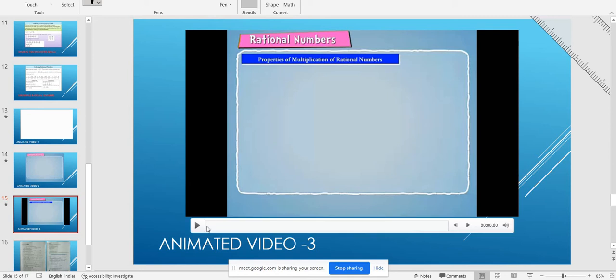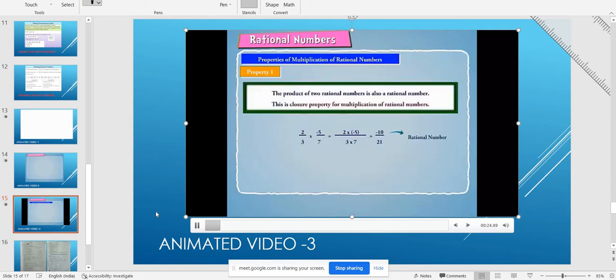So just watch it. Some of the properties of multiplication of rational numbers are as follows. Property 1. Let us consider the following examples. 2 by 3 into minus 5 by 7 is equal to 2 into minus 5 by 3 into 7 is equal to minus 10 by 21, which is a rational number.